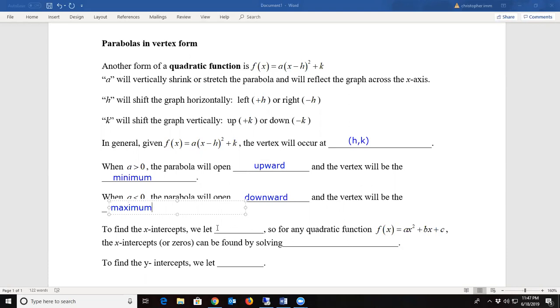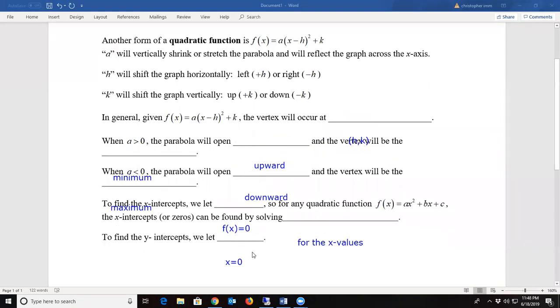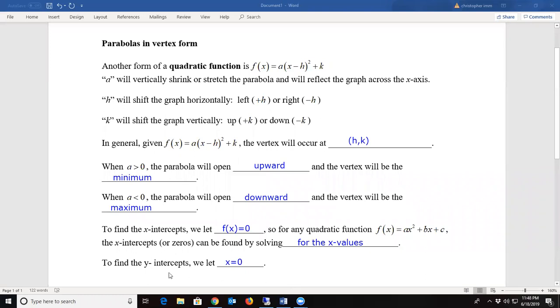If we want to find the x-intercepts of the parabola, we can just set y equal to 0. So we let f of x or y equal 0 in this quadratic equation, and we solve for the x values. To find the y-intercepts, we just let x equal 0, and here we're going to solve for the y value.